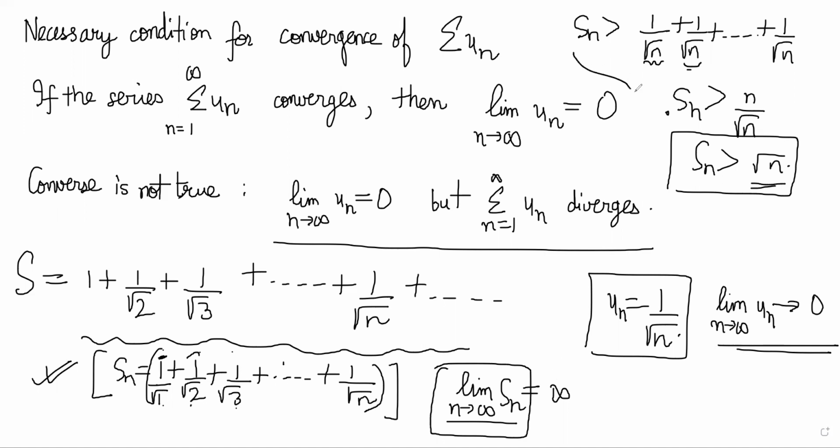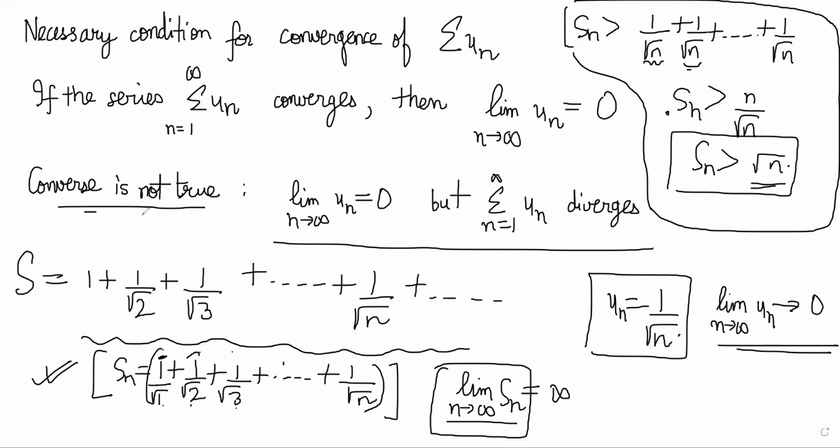Are you understanding what is happening? What we have proven is a counter example that shows that the converse is not true. Your u_n was tending to 0 as n tends to infinity, because each term was 1 by root n.